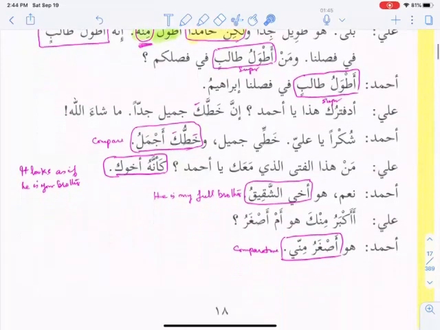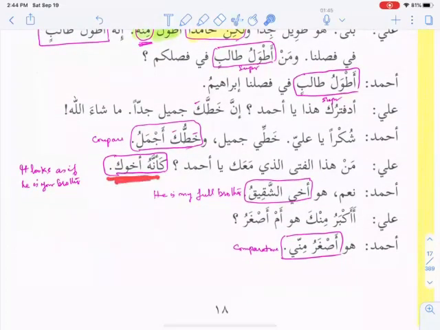Now, here is another thing that we are going to understand. Man hazal fatal ladhi ma'aka ya Ahmad? Who's this young gentleman, young fellow who's with you, O Ahmad? Ka'annahu akhuka. Now, ka'annahu is something, again, we are going to learn. It's new. What is the meaning of ka'annahu? It looks as if. That is the meaning. Whenever ka'anna comes, it looks as if. So we are learning here two things.